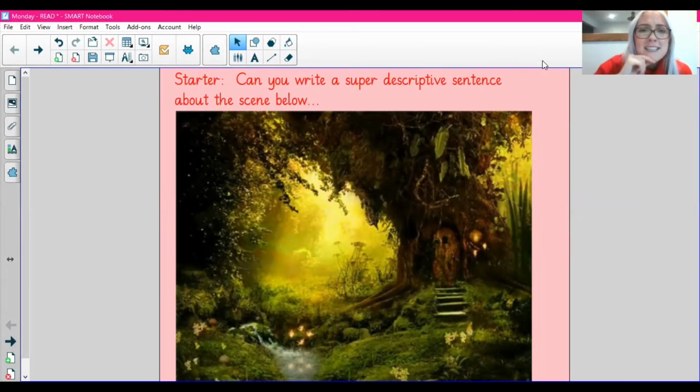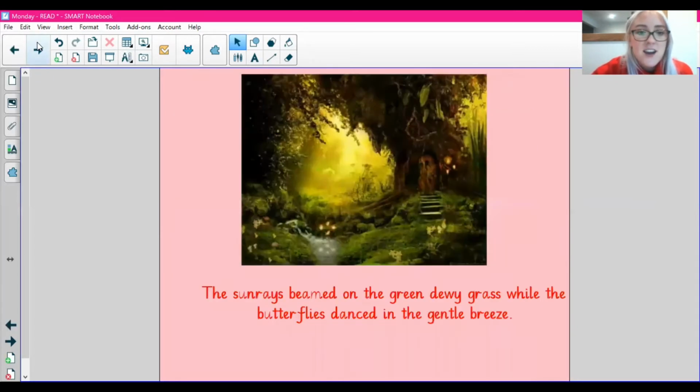Right, I wonder what sentences you managed to come up with. I'm going to show you the sentence that I've come up with for this scene too. So my sentence says, the sun rays beamed on the green dewy grass while the butterflies danced in the gentle breeze. So in my sentence, I've used some adjectives and I've also used some personification as well to describe the butterflies dancing. So I hope you managed to make your sentence quite descriptive too.